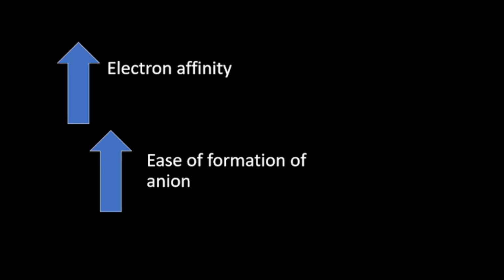Then what is meant by electron affinity? Electron affinity is the energy released when an electron is added to an atom and forms a negatively charged ion or anion. Here, when an electron is added to chlorine atom, it becomes chloride ion and some amount of energy is released, and this energy is called the electron affinity. So as the electron affinity value increases, the ease of formation of anion increases, which in turn favors the formation of ionic compound.